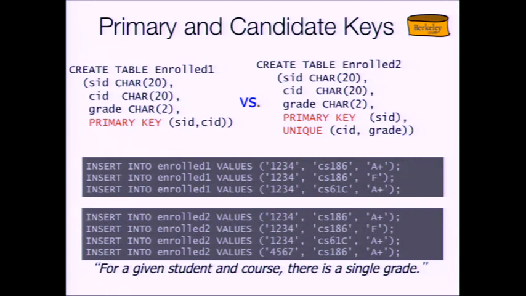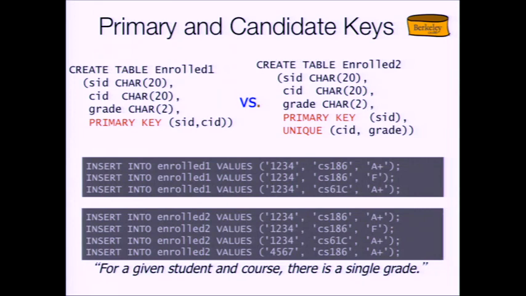Too easy? All right. Well, let's see. We have a uniqueness constraint on the combination of CID and grade. That means no two records can have the same values for CID and grade. So if you look through this, we already have a 186 with an A+ here. So when we try to insert this one, the system will say, sorry, that's a duplicate record. It's not allowed. It violates this uniqueness constraint.